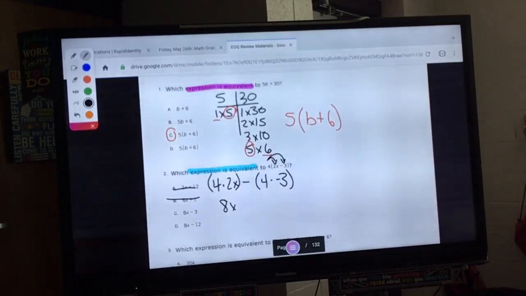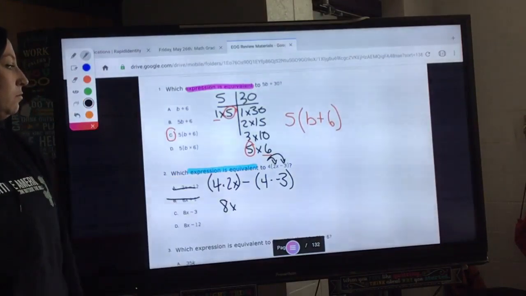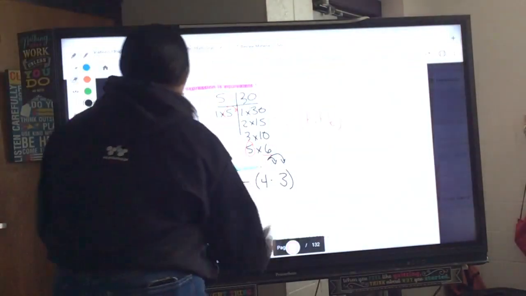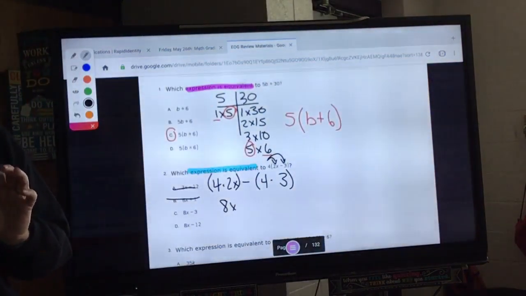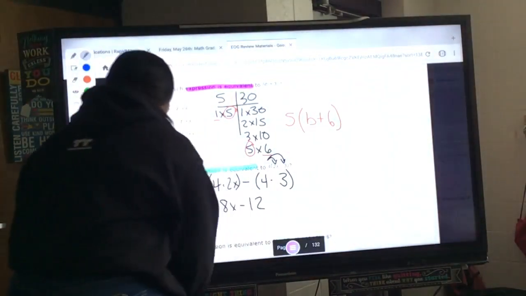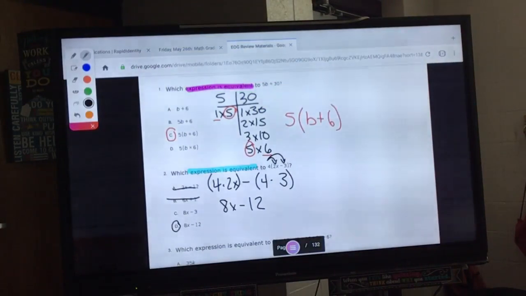All right, so now, what is 4 times 3? Actually, I wrote that wrong. What's 4 times 3? Wyatt? All right, so 12, and then you know that's going to be a subtraction. All right, so my answer for that one is D.